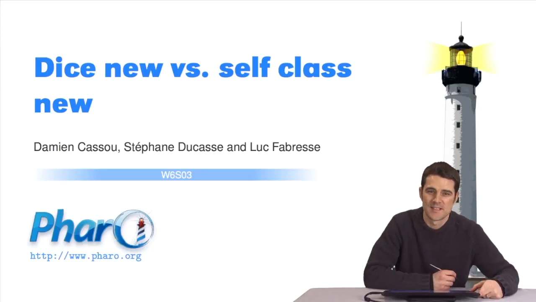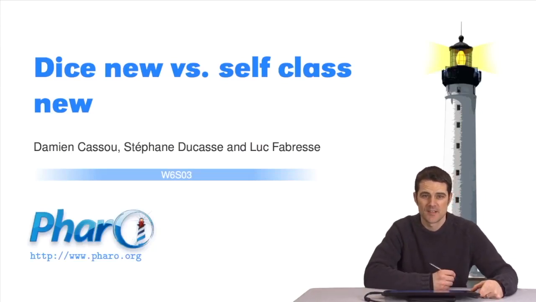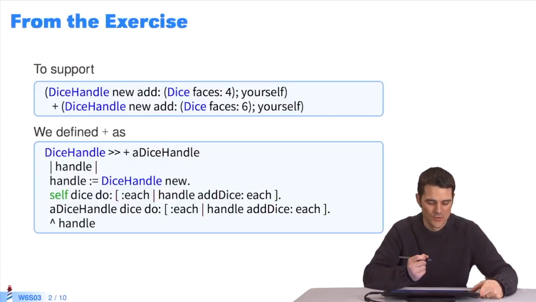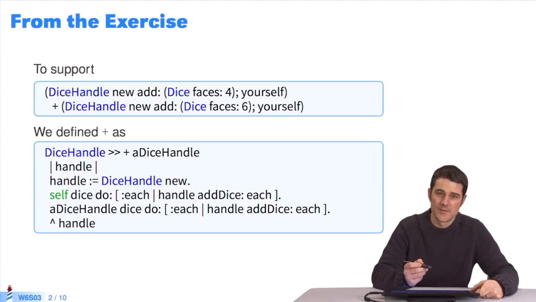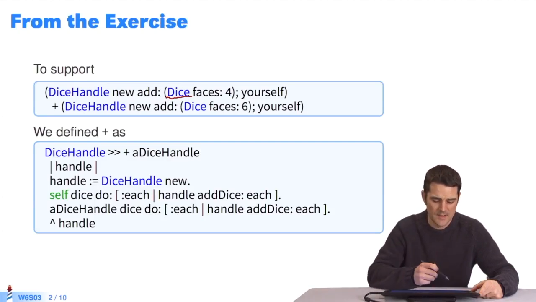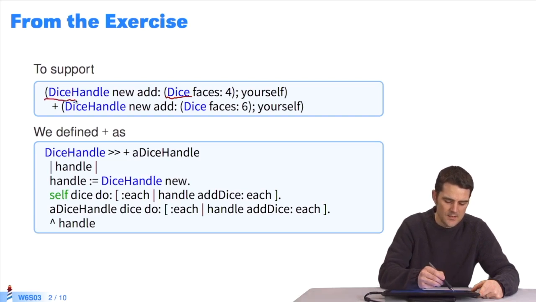Hello. Today we're going to examine a very interesting subtlety that you can apply in your programs. To start with, we'll quickly review the dice program. If you recall, in this exercise we defined the dice class in order to define instances of this class and represent various dice faces. We defined a class called dice handle.